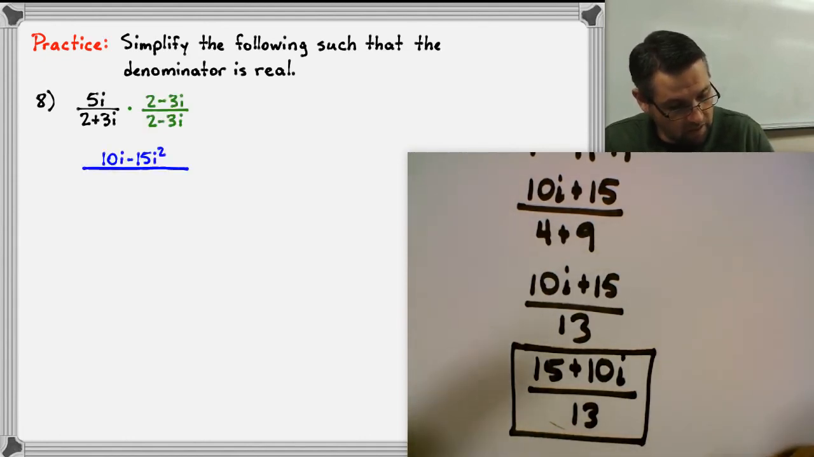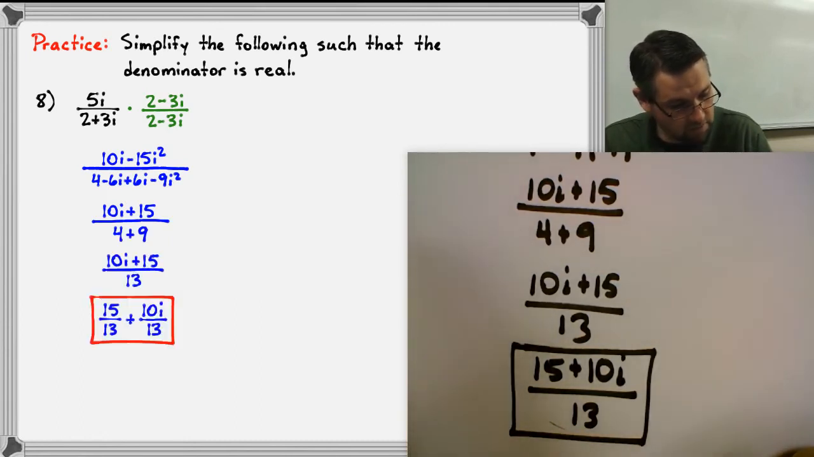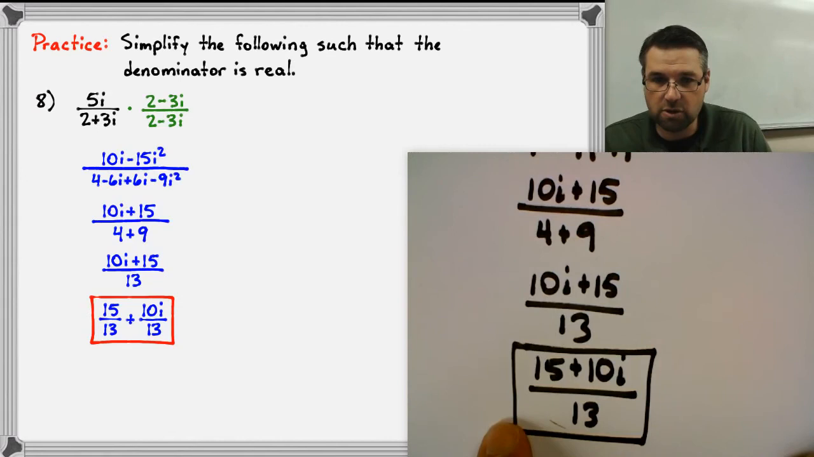So we end up with, double check my work, 10i plus 15 over 13. Don't worry about separating that. That's not the important thing here, okay? This is sufficient as far as your answer is concerned.